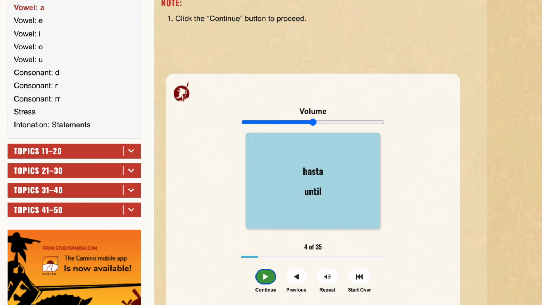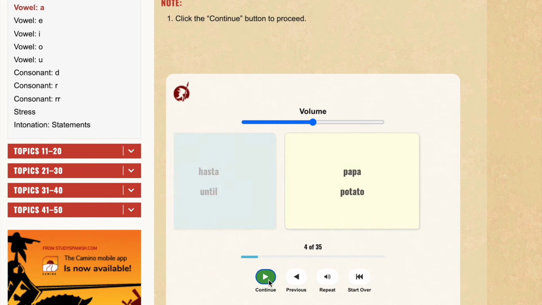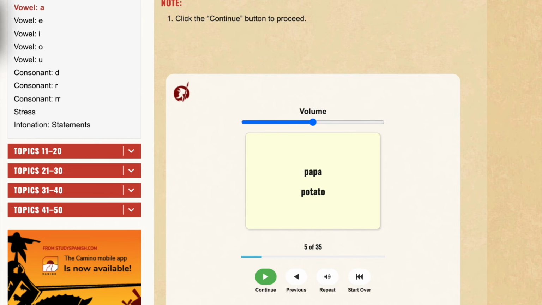In this one, the H is silent, so it is hasta. We don't pronounce the H, so it is hasta, until. And the last one is papa, which means potato. Papa. Again, you can listen to the pronunciation. Again, you don't have to go by what I say, because I'm just like you, learning. But you can go back to the link and see.